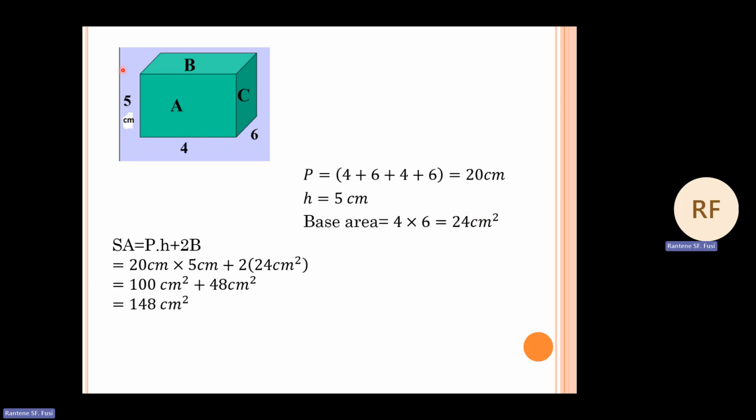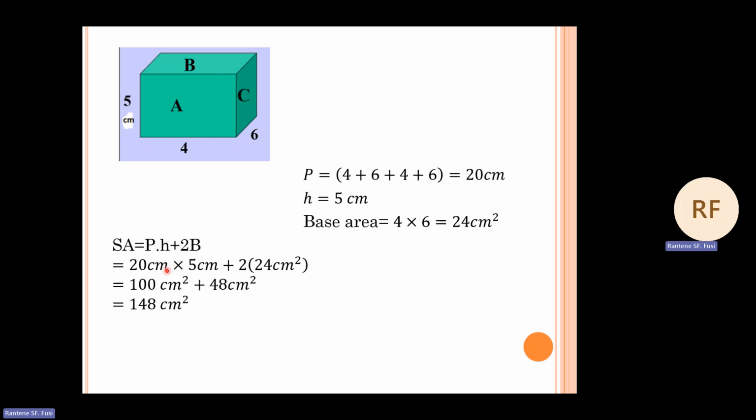Now going back to the formula of the surface area that I spoke about. Surface area equals perimeter multiplied by height plus 2 times the area of a base. Let's substitute now. What is the perimeter? Perimeter is 20 centimeters multiplied by height. What is height? Height is 5 centimeters plus 2 times the area for base. The area for base is 24.